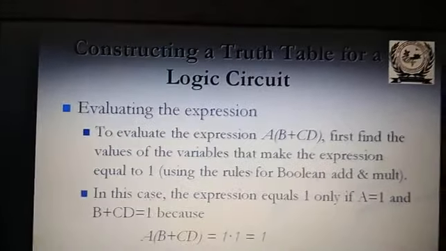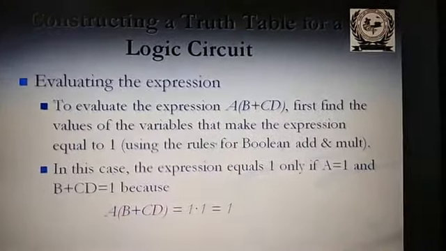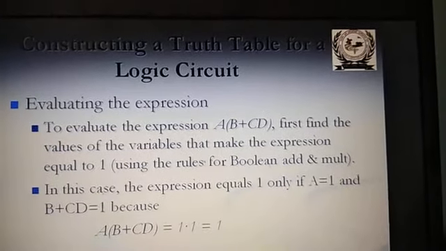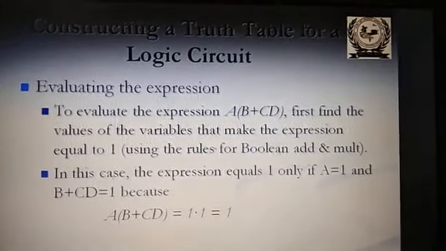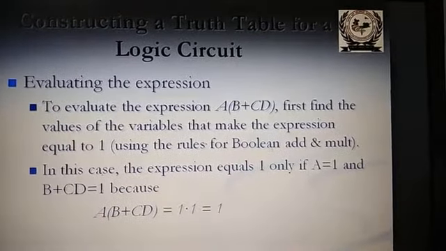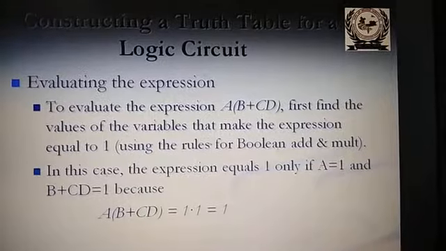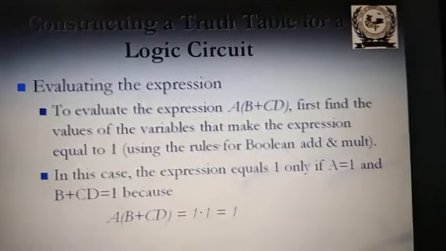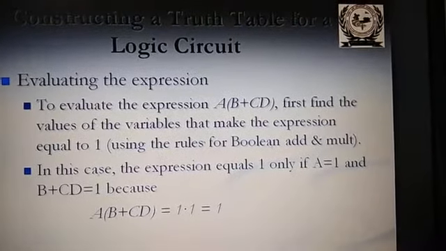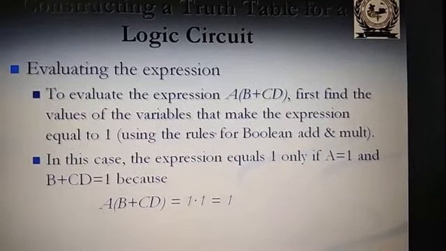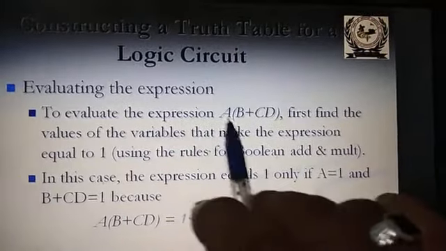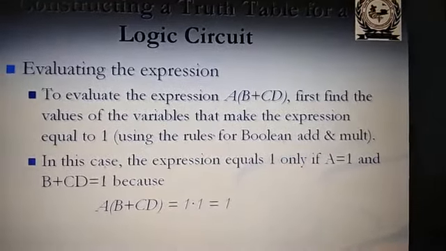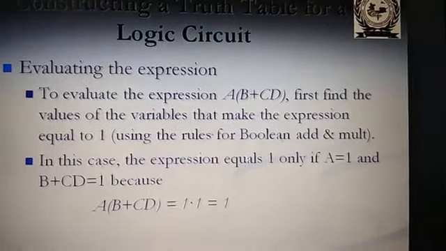To evaluate the expression A into bracket B plus CD, first find the values of the variables that make the expression equal to 1, using the rules of Boolean addition and multiplication. So we have to first make this expression equal to 1. How can this be done? We have to use the Boolean addition and multiplication.